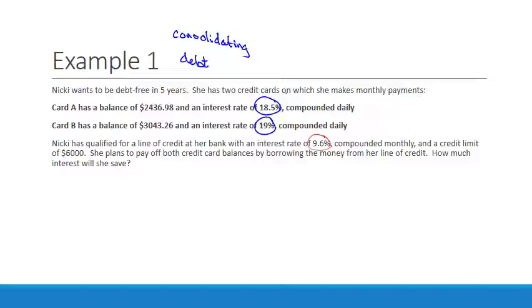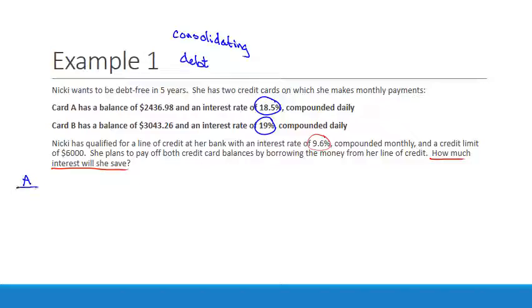Okay, so this question actually asks, how much interest will she save? In order to answer that question, we're going to have to figure out how much it would cost Nikki to pay off the debt as is, so paying off the credit cards monthly, and then compare it to what it would cost her to pay off this debt with the consolidation. So I guess we should get right into it.